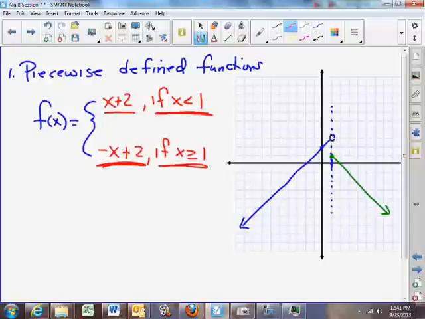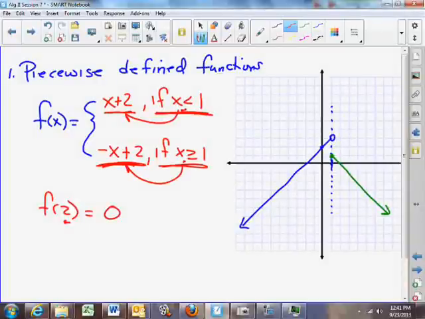If I were to ask, what is f of 2? You should tell me it is 0, because when you look at the input 2 and you look at the rules, here's 1, x is less than 1. Is 2 less than 1? No, so you would not use this rule. Is 2 greater than or equal to 1? Yes, it is, so this is the rule you would use. So f of 2 would be negative 2 plus 2, or 0.